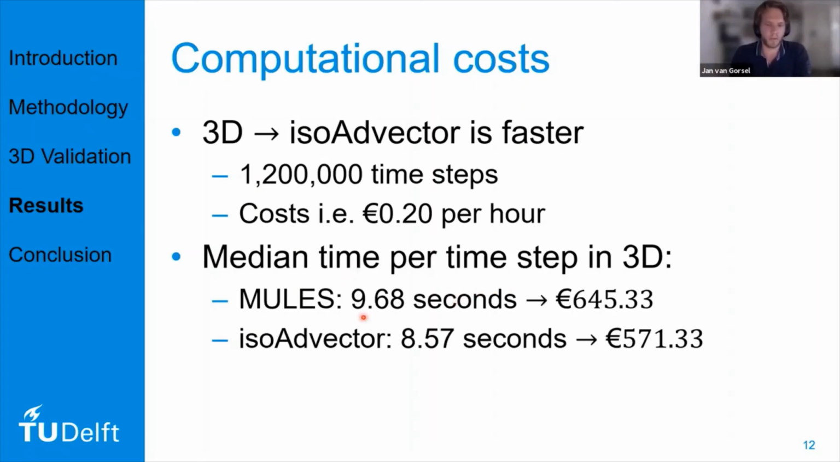So for MULES, the time needed per time step is 9.68 seconds. For IsoAdvector, 8.57 seconds, resulting in approximately 645 euros and 507 euros for MULES and IsoAdvector, which is a large difference.